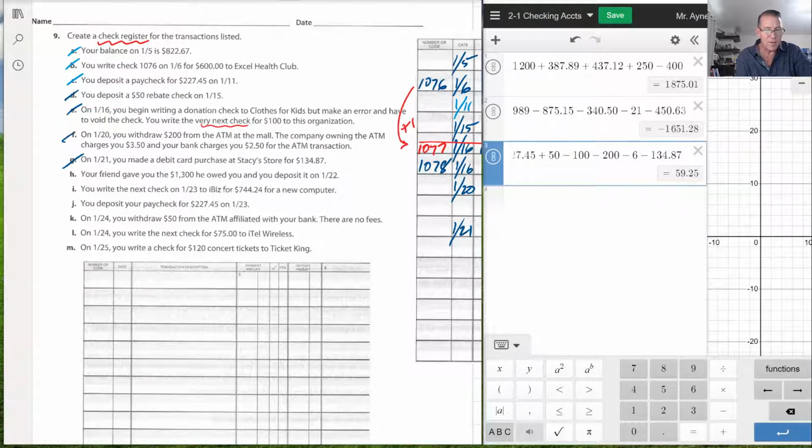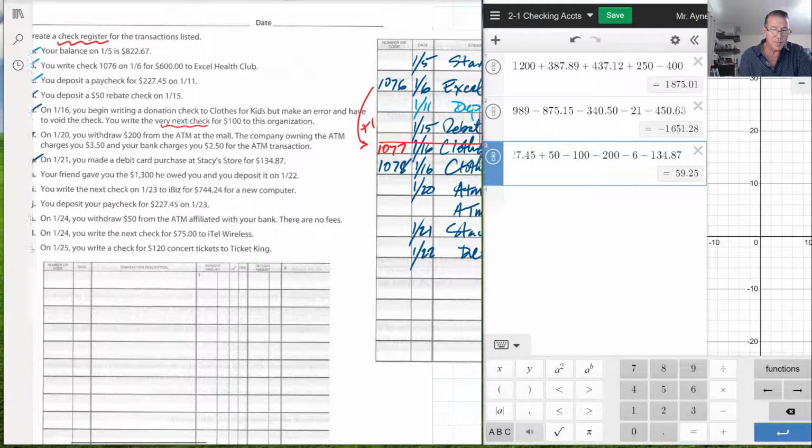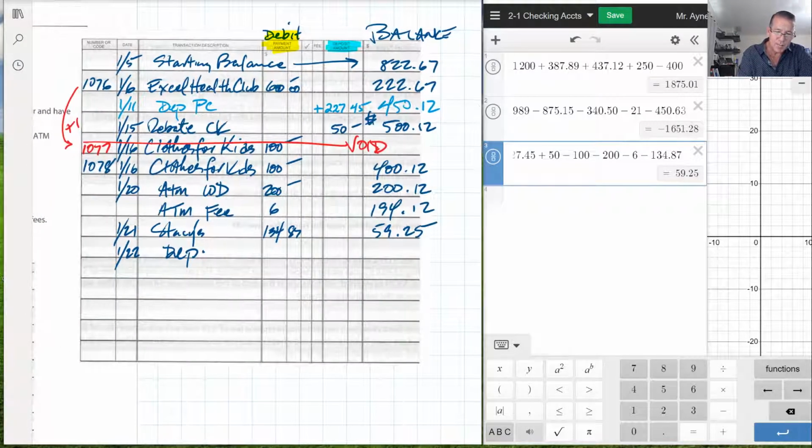Now, a friend gave you $1,300 he owed you, and you deposit it on the 22nd. Well, that's kind of nice. So this is a deposit. On the 22nd, a friend gave you some money here. All right, it's a deposit of $1,300. So let's put that in.